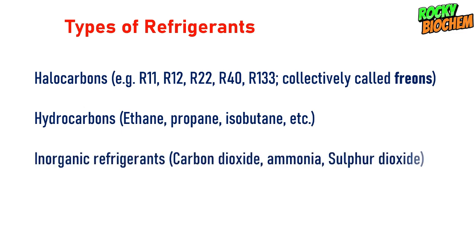You can also use some inorganic compounds as refrigerants, and they include carbon dioxide, ammonia, sulfur dioxide, and many others. We also have a certain group called the azeotropes. Azeotropes are normally combinations of hydrocarbons and sometimes halocarbons as well.